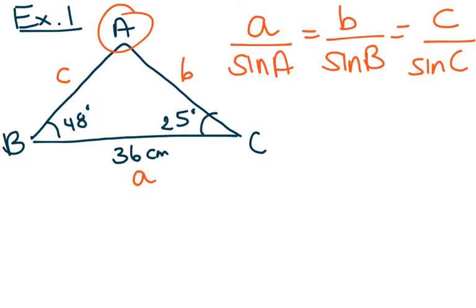Now I'm going to plug in the information that we know. Do we have little a? Yes, we do. It's 36 centimeters. So I'm going to put 36 all over. Do we have angle A? It looks like we don't.